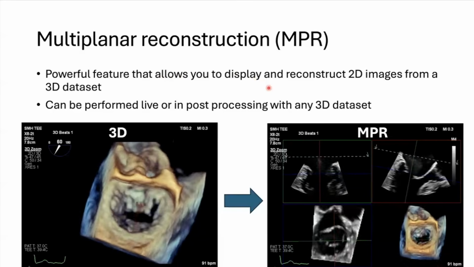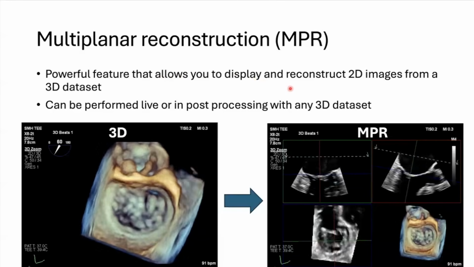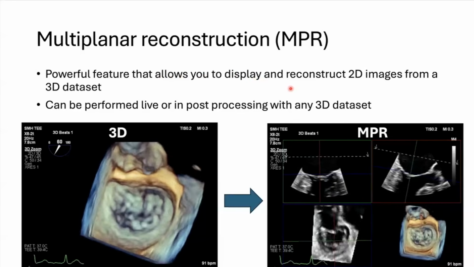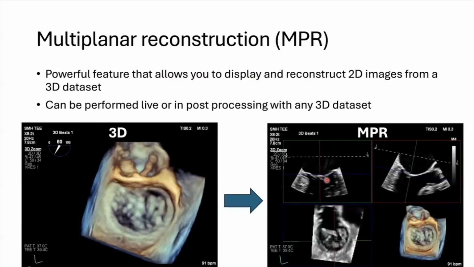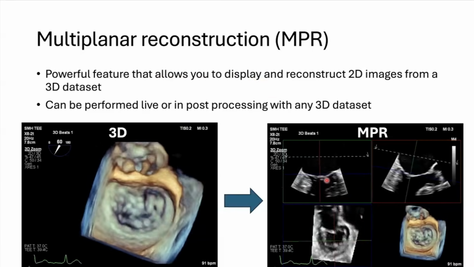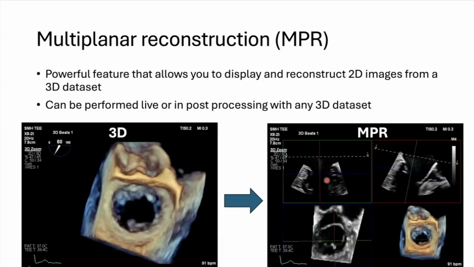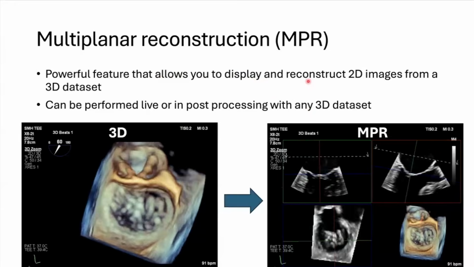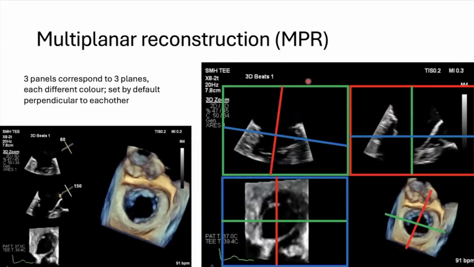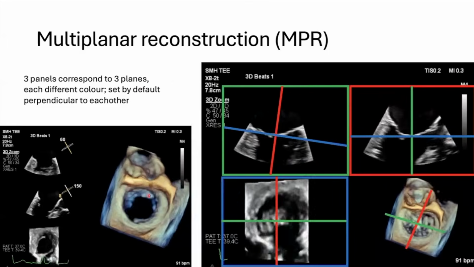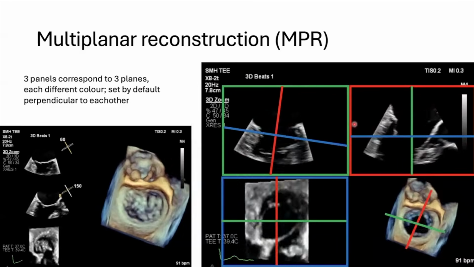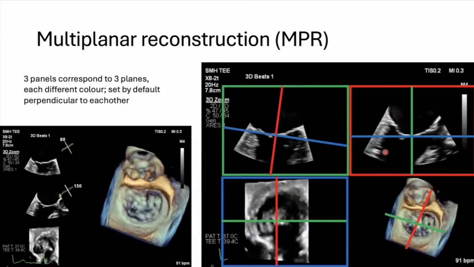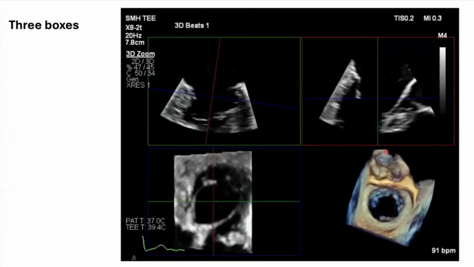And what you can do is reconstruct and display 2D images, any 2D image that is theoretically possible in this 3D data set, you can reconstruct by using MPR. And this can be done live or in post-processing. I'll show you some examples of how this is useful. So just to orient you, when you create this 3D image and you hit MPR, it creates these 3 boxes, and we're going to go through them step by step. So these are the 3 boxes.